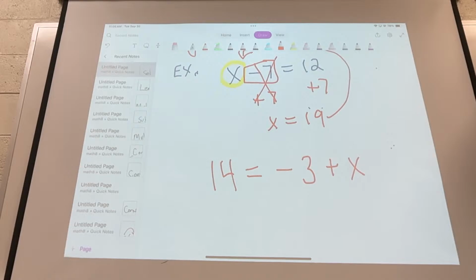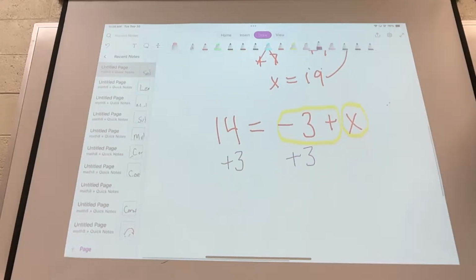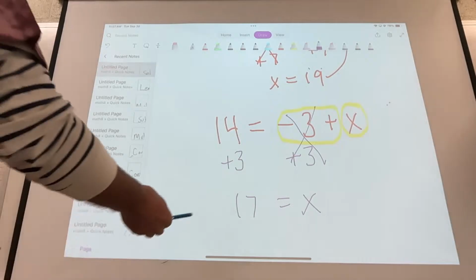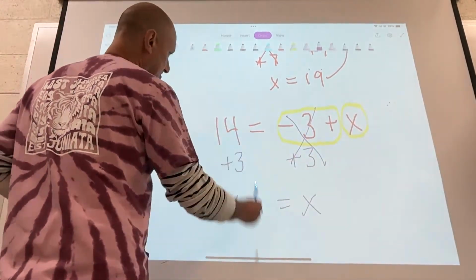Find your variable. Variable is x. What am I doing to my x? This one's a little tricky. What am I doing to my x? I'm adding a negative 3. Adding a negative is the same as subtraction. So how do I get rid of subtraction? Addition. I'm going to add 3 to both sides. That will cross out. X equals 17. Okay. And again, you could check it. Does negative 3 plus 17 equal 14? Yes.